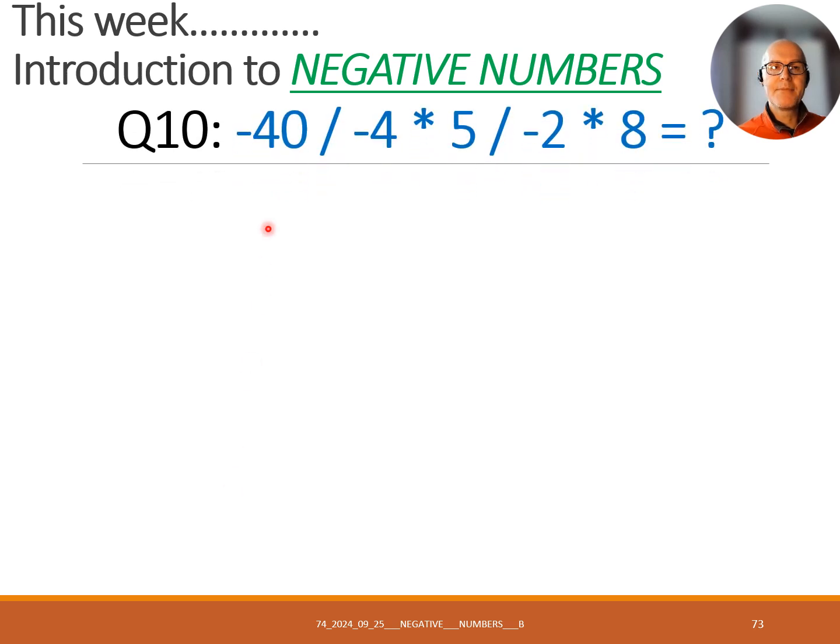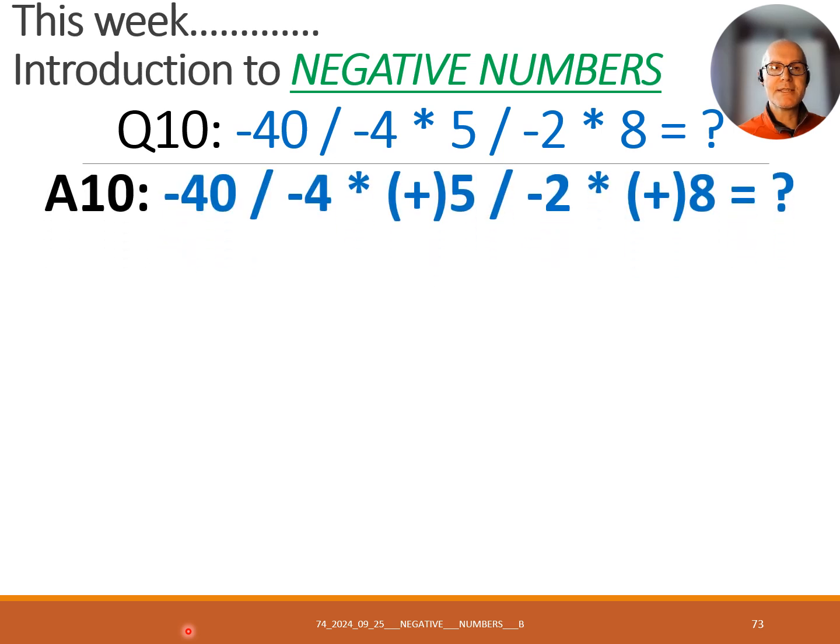Question 10. Negative 40 divided by negative 4 times positive 5 divided by negative 2 times positive 8. Okay, so that's quite a mouthful. Let's break it down. Let's put the positive signs in. Negative 40 divided by negative 4 times positive 5 divided by negative 2 times positive 8.